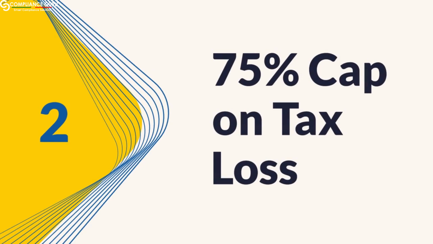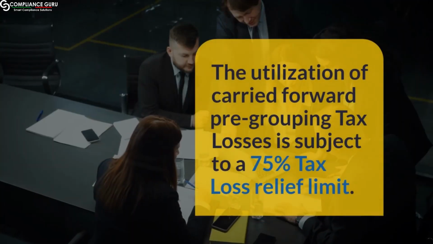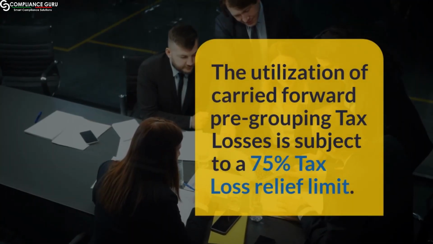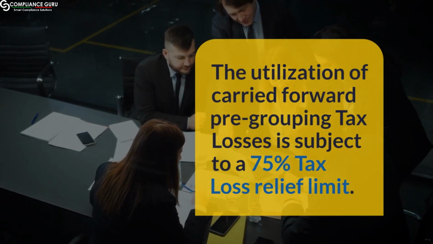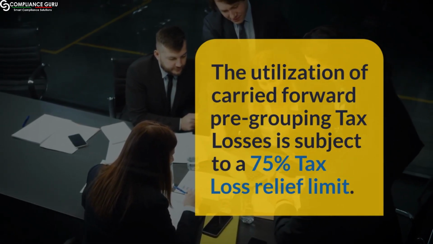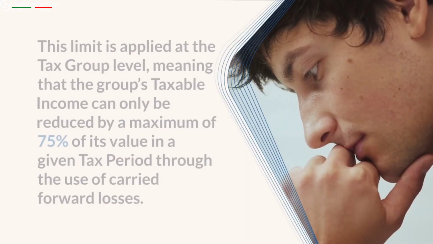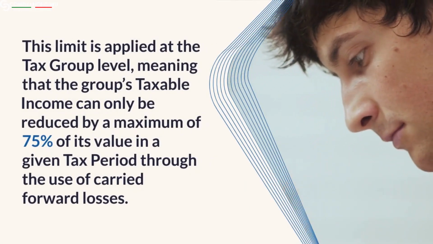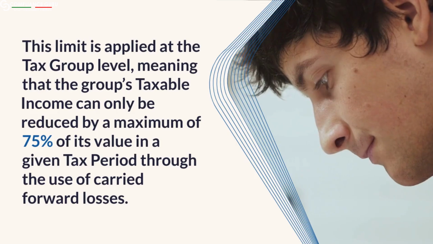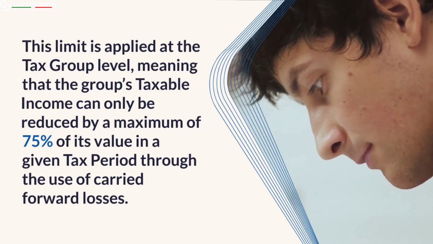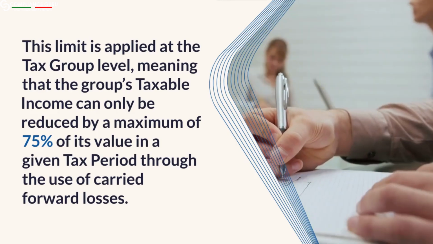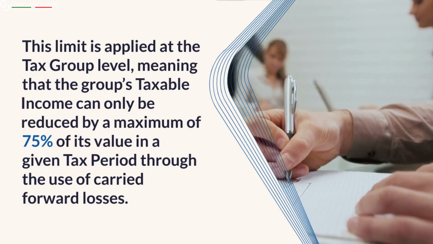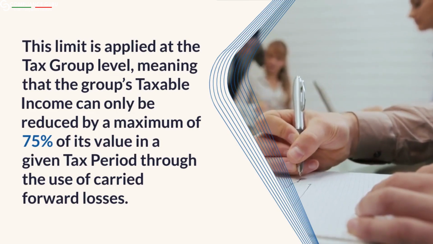2. 75% cap on tax loss relief. The utilization of carried forward pre-grouping tax losses is subject to a 75% tax loss relief limit. This limit is applied at the tax group level, meaning that the group's taxable income can only be reduced by a maximum of 75% of its value in a given tax period through the use of carried forward losses.